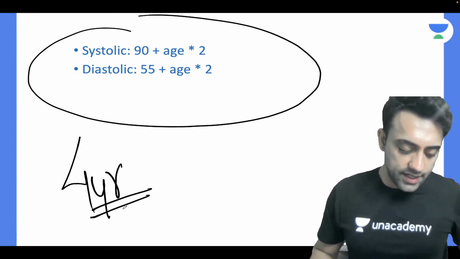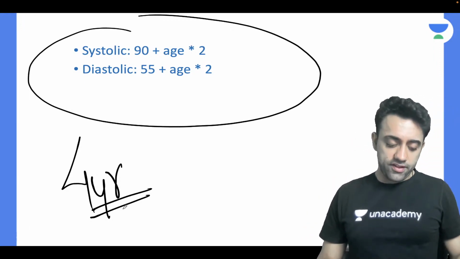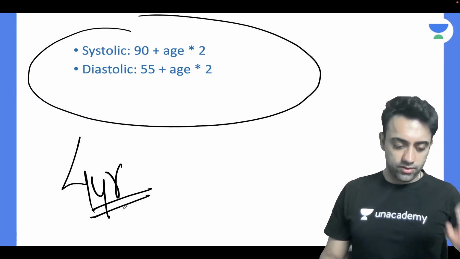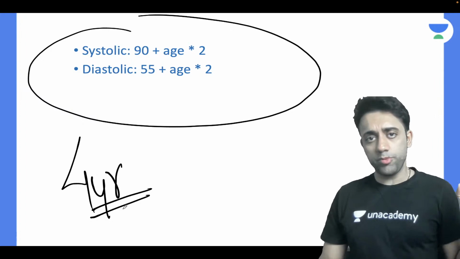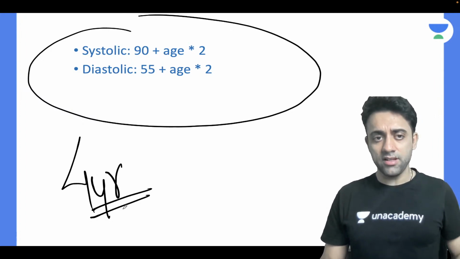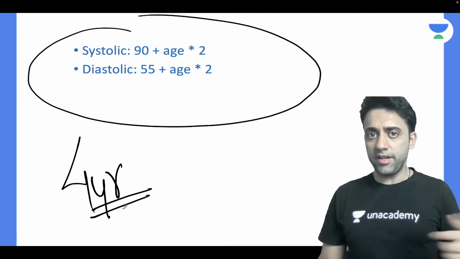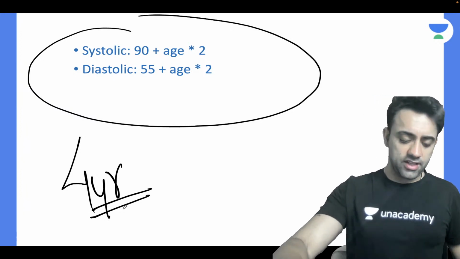ठीक है, 90 plus age into 2 for systole and 55 plus age into 2 for diastole. This is the expected blood pressure formula on a very busy OPD, if you're working in peds emergency. Then if some baby comes and BP is not maintaining, roughly इतना पता होना चाहिए.